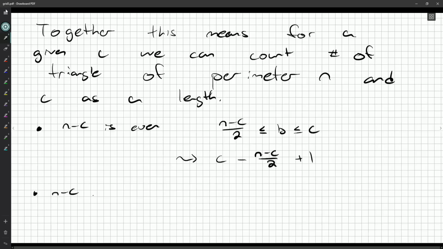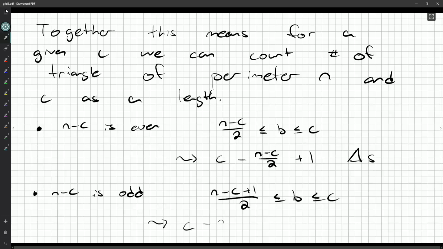If n minus c is odd, then b is between these values here, you have to go up a little bit. Imagine it were 7. 7 over 2 is 3.5. Well, b can't actually be 3.5, so you go to the next biggest integer, which is 4. So n minus c, 7, plus 1, 8, divided by 2 gives us 4. And so that's how many triangles there. So you'd have c minus n minus c plus 1 over 2 plus 1 triangles. And we can simplify these in the next page.